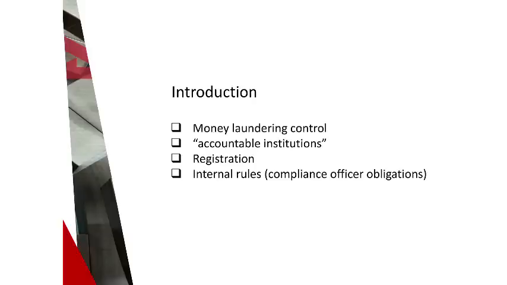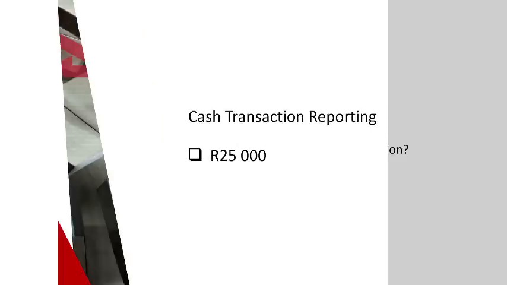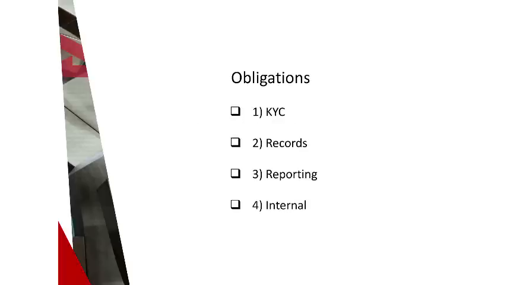Then you also have a responsibility in terms of FICA to report suspicious transactions. What is a suspicious transaction? I don't think it's something that you can really define. But, for example, if the proceeds are from an unlawful activity, so if a person is buying his house and you know that he got the money to buy that house from selling drugs or something, then that is a suspicious transaction. It has to be reported. And any cash transactions in excess of 25,000 Rand must be reported to the Financial Intelligence Center.